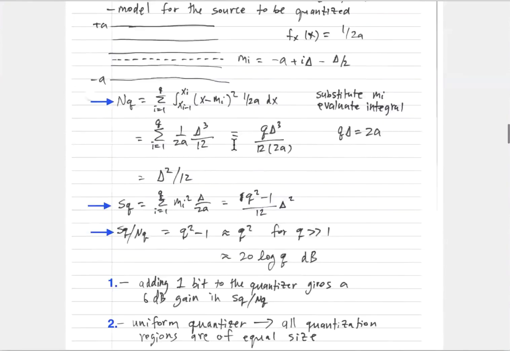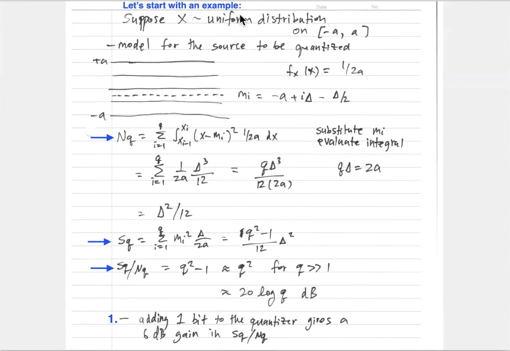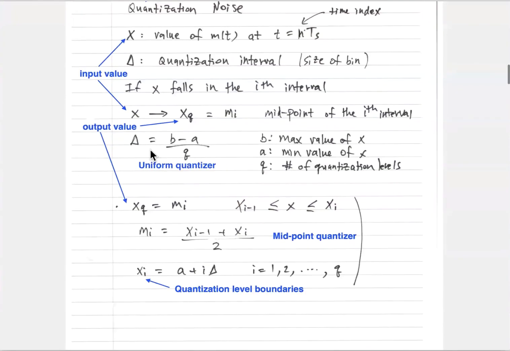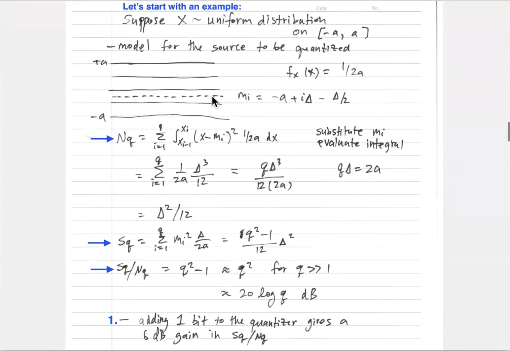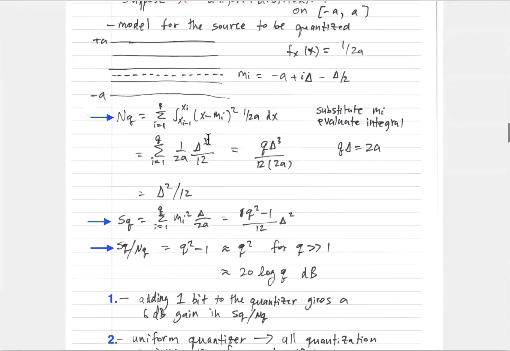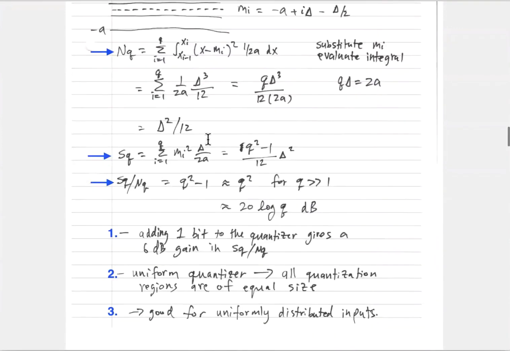So again, this is for a uniform quantizer and a uniform distribution. There are two uniforms here, so please don't confuse them. I have a uniform distribution for the input, and I have a uniform quantizer. The uniform quantizer was here, where all the bin sizes are the same. And uniform distribution is an assumption on the input source. So for a uniform source with a uniform quantizer, the signal to noise ratio has a very nice form. This is 20 log Q.